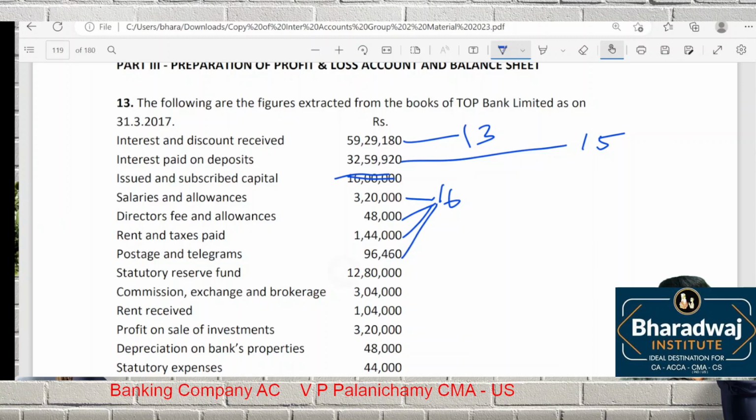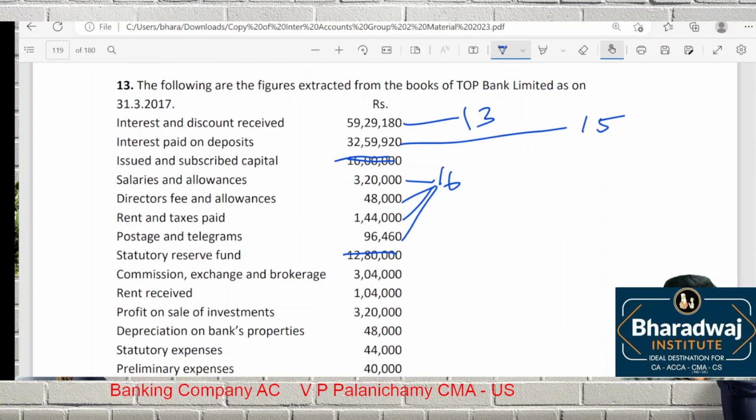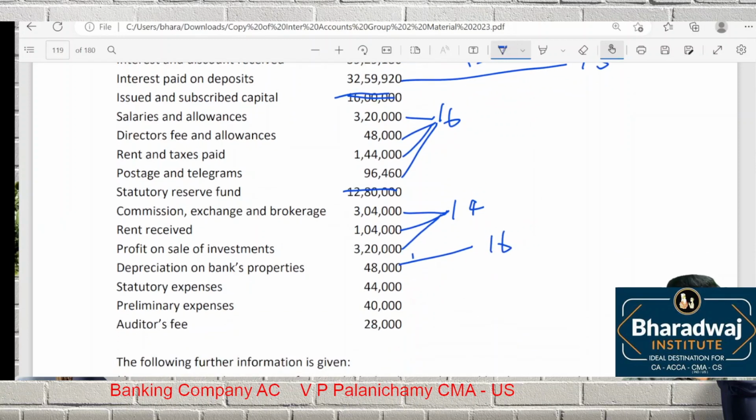Reserve fund is a reserves and surplus item that will appear in the balance sheet. Commission, exchange and brokerage, other income, 14. Rent received is other income, that will come in 14. Profit on sale of investments also other income, 14. Depreciation is an operating expense, 16.